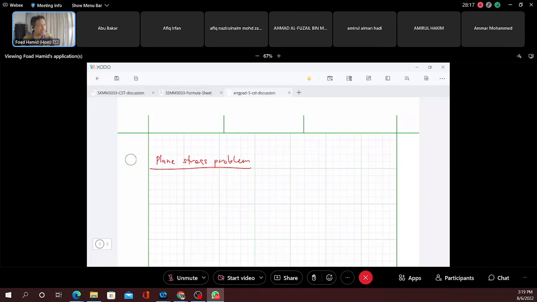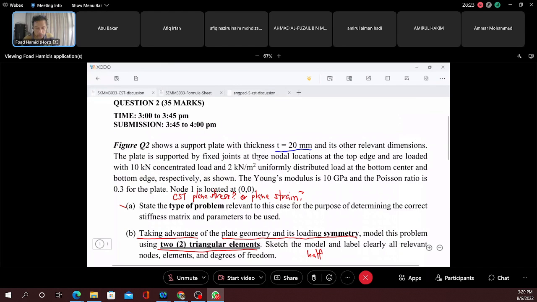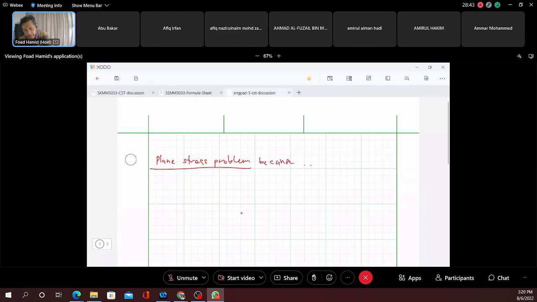And then I think the next question was asking us to state the type of problem relevant to this case for the purpose of determining the correct stiffness matrix and parameter to be used. So what we need to do is to say it's a plane stress problem because... so there are two answers there. First, either plane stress or plane strain, and then the reason why you choose plane stress. All right, so that's the first one.